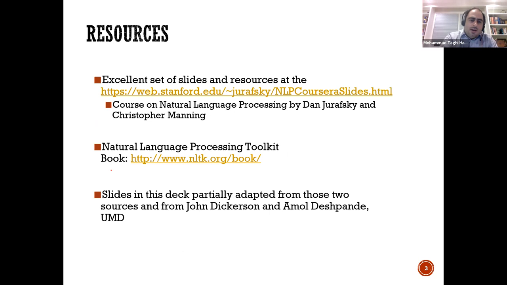So this is the course on natural language processing by Dan Jurafsky and Chris Manning. That's a good one. This is the Natural Language Toolkit, NLTK, which is also a good book. And some of these slides I took from John Dickerson and Amol Deshpande, both professors at the University of Maryland. Great.